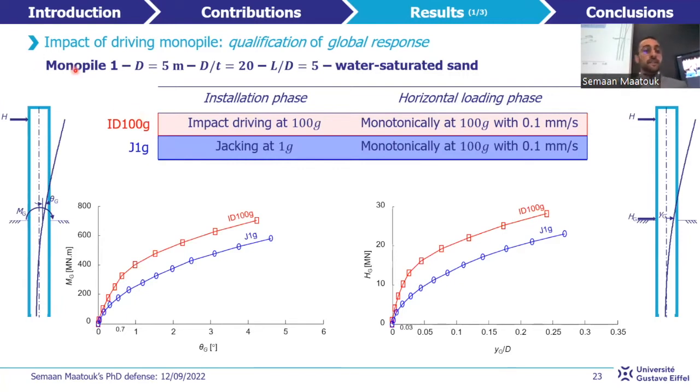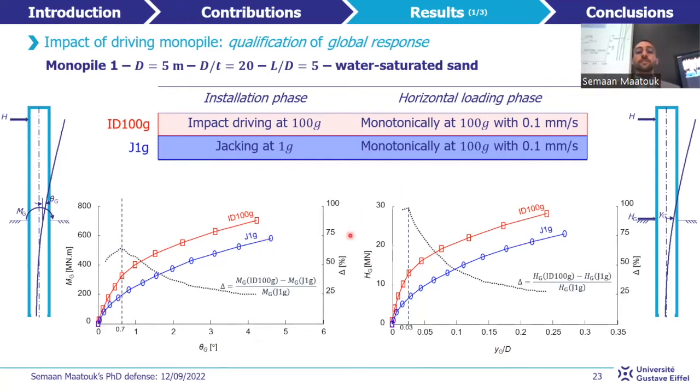First of all, I present to you the monopile 1 with a prototype diameter of 5 meters, installed down to 5D into water-saturated dense sand by using both installation methods. This is the global response of the monopile in prototype scale, which represents Mg and Hg as a function of theta g and the normalized displacement Yg over D. Both tests show a monotonically increasing evolution of the lateral resistance, with the ID100G test resisting better to overturning moment and lateral load than the G1G test.